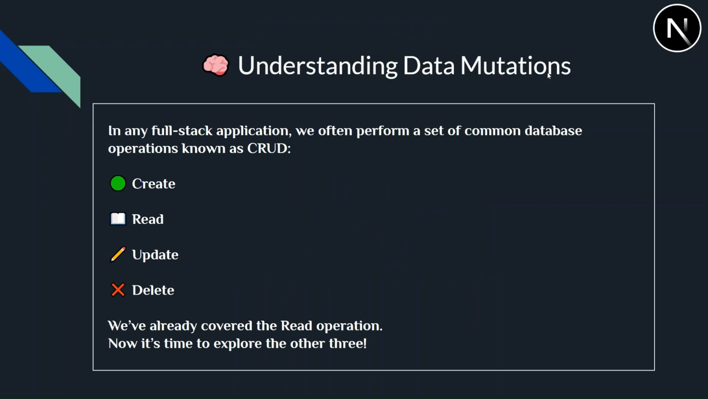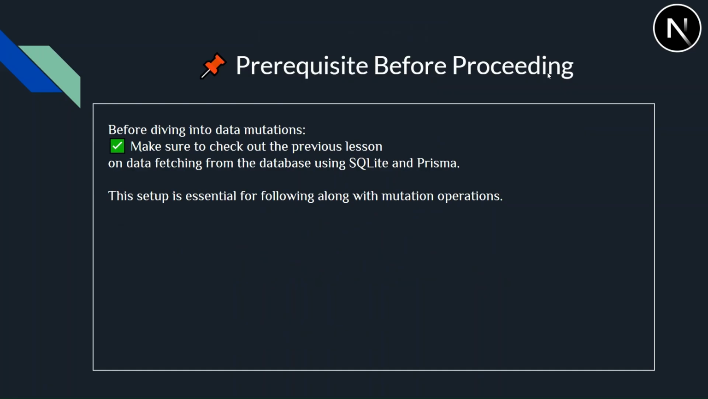Let's get started. So here, let's understand what data mutation is in Next.js. In any full stack application, we often perform a set of common database operations known as CRUD: create, read, update, and delete. We have already covered the read operation in the previous video. Now it's time to explore the other three. So before diving into data mutation, make sure to check out the previous lesson on data fetching from the database using SQLite and Prisma. This setup is essential for following along with the mutation operations.